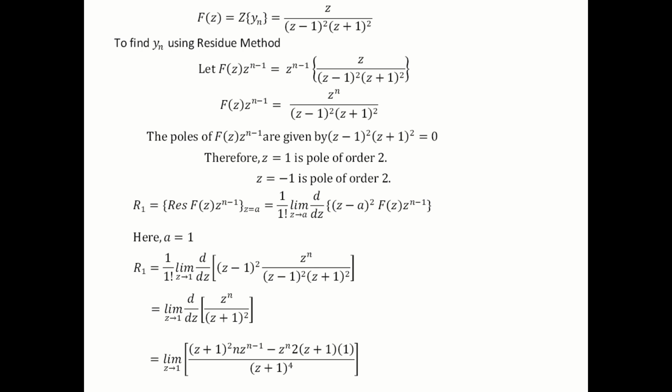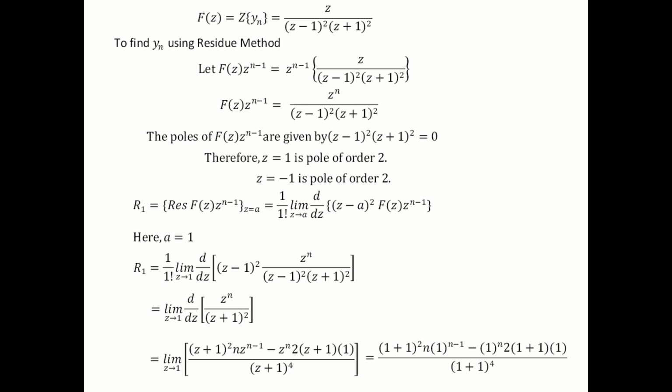Numerator, keeping (z plus 1) the whole square, v into derivative of u. That is, u is nothing but z power n. Derivative of z power n is n into z power n minus 1, minus, keeping u as z power n, so z power n into the derivative of the denominator, the derivative of (z plus 1) the whole square, which is equal to 2 into (z plus 1) into derivative of z, 1. So grouping this and substituting the limit value z is equal to 1.